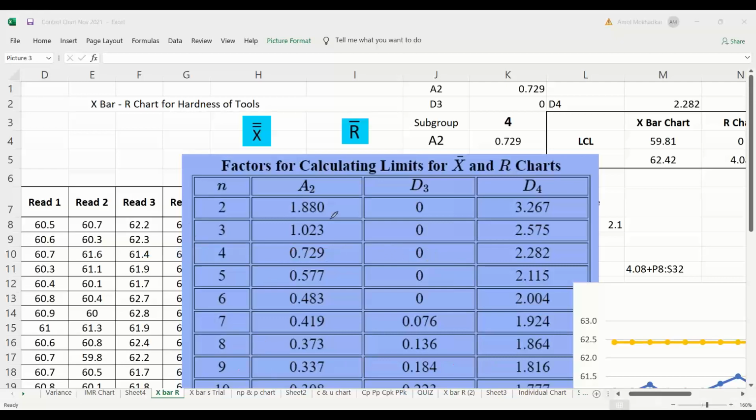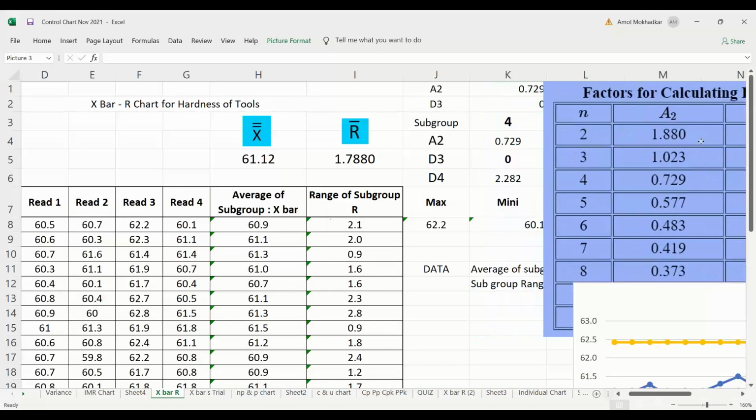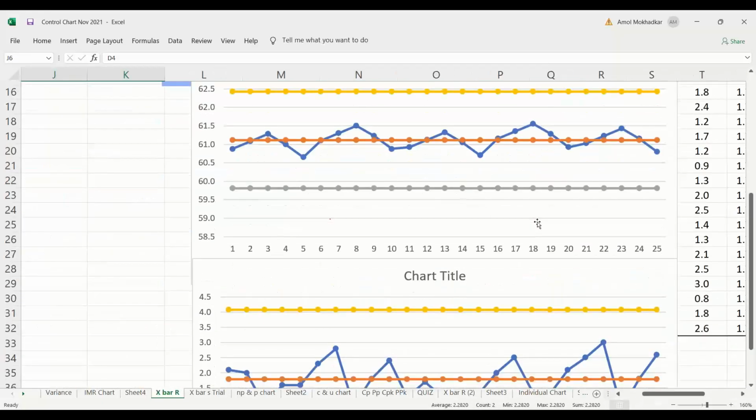Okay, so you have the value of A2, you have the value of D3, you have the value of D4. Got it? And you have the formulas.